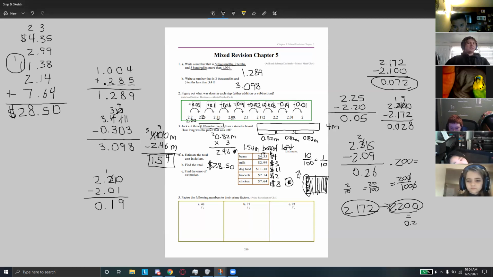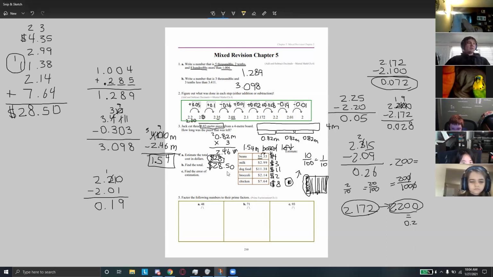$4 plus $3 is 7. 7 plus 11 is 18. 18 plus 2 is 20. 20 plus 8 is 28. $28 is the estimate. If I am writing your quiz, I will write estimate to the nearest whole dollar, just so you know what to estimate to.